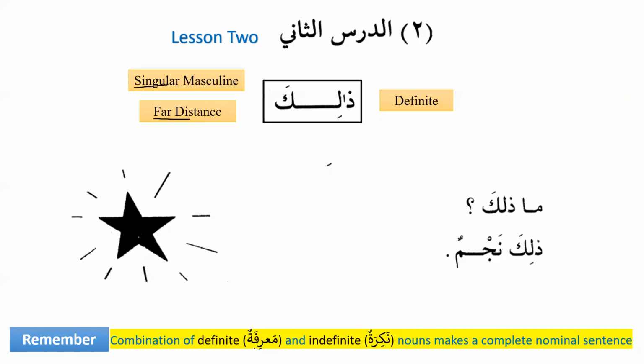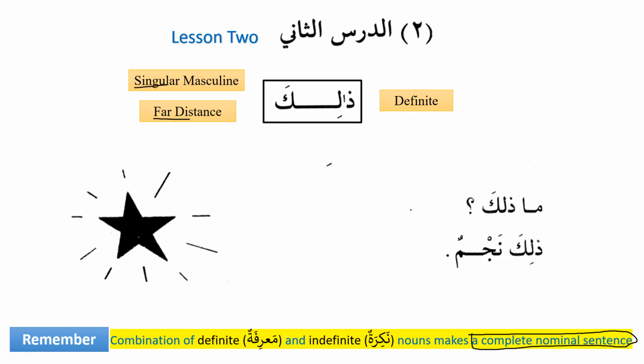A combination of a definite noun, ma'rifatun, and an indefinite noun, nakiratun, makes a complete nominal sentence. As we know, this is jumlatul ismiya, and that is a very important thing that we need to focus on a lot. As I told you, jumlatul ismiya, or a nominal sentence, is all about putting 2 nouns together. So we put 2 nouns together and we get the meaning from that. And if we know the combination, that's it. Alhamdulillah, then it will be fine.